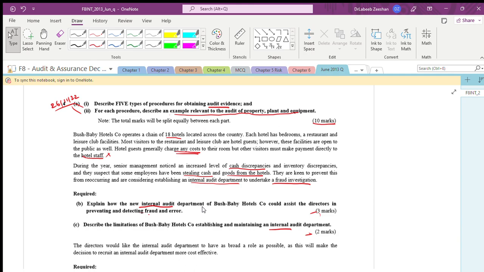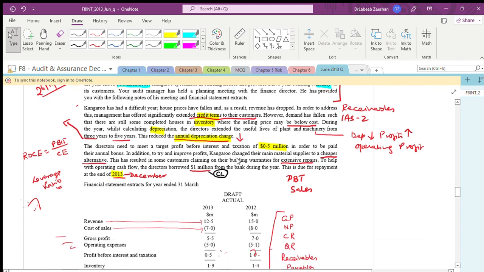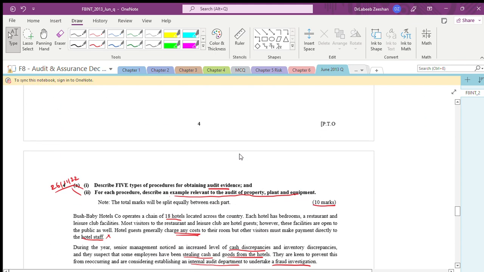There will be a control on the cash management. Is it right? They will put control with respect to what? With respect to any frauds. Is it right? On the employees stealing of the cash and goods from the hotel as such. Fine. This is question number 4A. Is it right? Question number 4A.